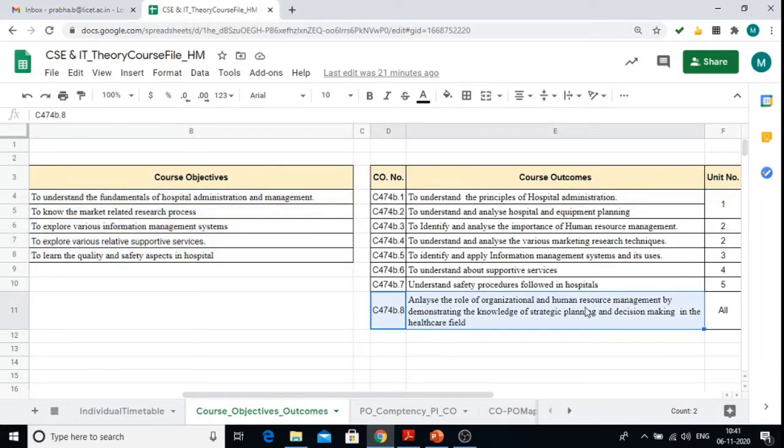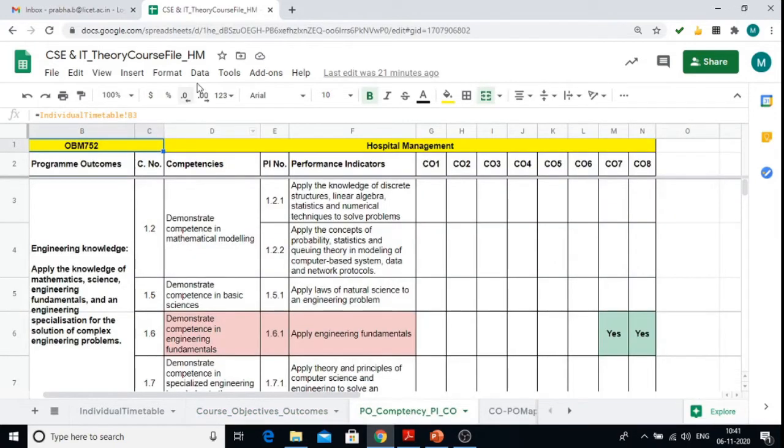After listing your course objectives and course outcomes, now we have to move to the second sheet, which is your PO competencies along with PI and CO. While mapping CO, PO along with competencies and performance indicators, we have to follow a two-step process. Step number 1 is to map CO with PI. Step number 2 is to map CO with PO. Let me start with step number 1, mapping CO with PI.